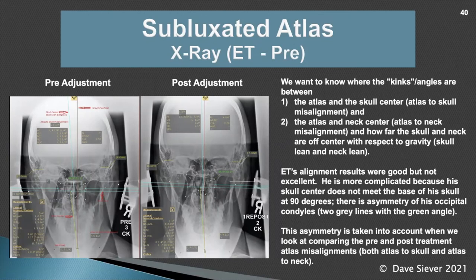He is more complicated because his skull center does not meet the base of his skull at 90 degrees. There is some asymmetry of his occipital condyles, which are the two gray lines with the green angle. This asymmetry is taken into account when we compare the pre and post treatment atlas misalignments, so both atlas to skull and atlas to neck angles. And so this is what they do. It's beyond me, but we can certainly see that things are at angles when you look at their measurements.